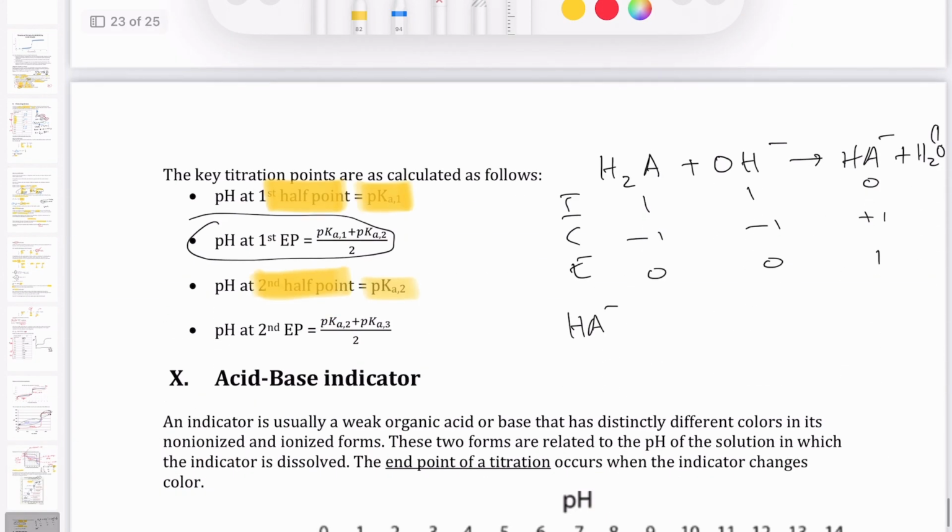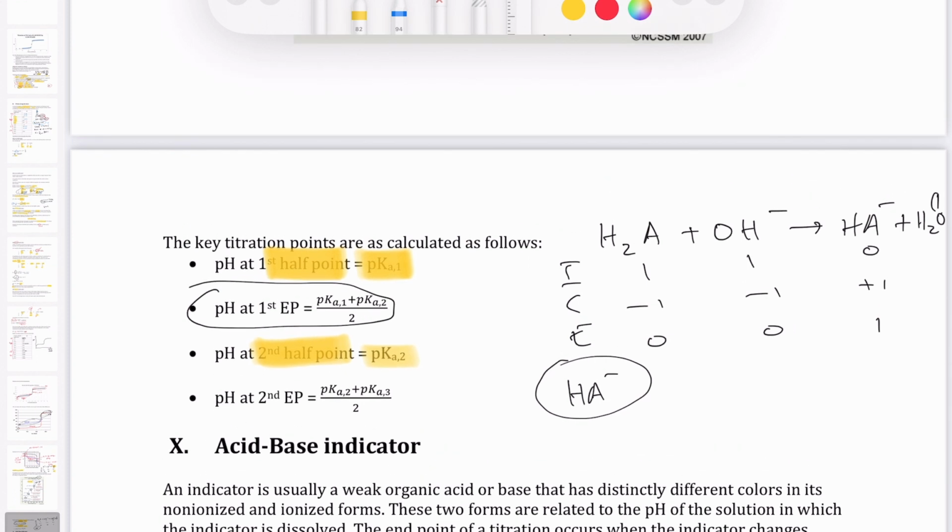But the reason HA minus is unique is because it's an amphiprotic species. It could go to become acid, it could also go and become base. So there's 2 reactions, and in one reaction, it's going to rely on its Ka1, in another reaction, it's going to rely on its Ka2. So as a result, when we calculate the pH at equivalence point, when we have multiple dissociation steps, we're going to take an average of the pKa's to get our pH.